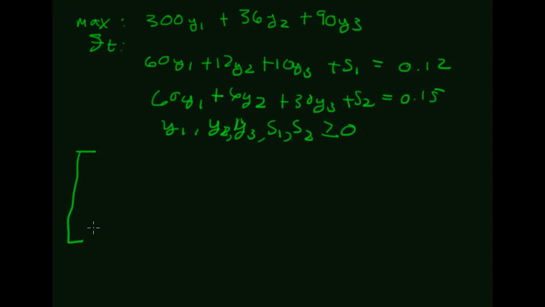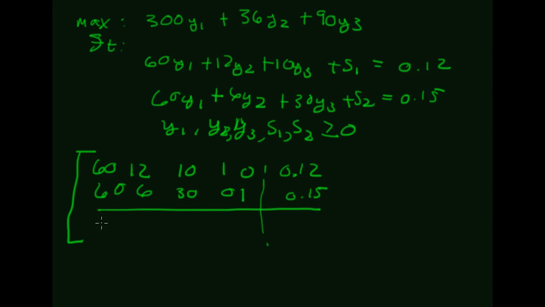Okay, so the initial matrix for the maximization problem, which is the dual, would be 60, 12, 10, 1, 0, 0.12; 60, 6, 30, 0, 1, 0.15; and then I need my negative 300, negative 36, negative 90, 0, 0, 0. This is the matrix that I'm actually going to apply simplex to, and I'm going to look at the end result after doing all of the pivoting. So let's look at what that final tableau looks like.